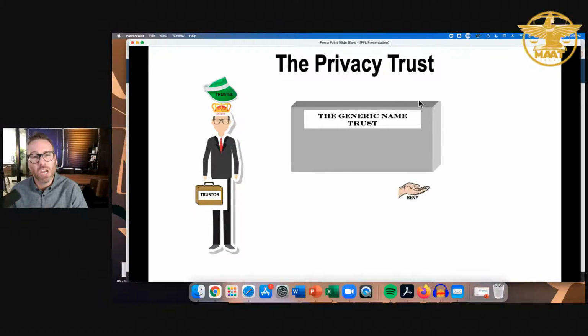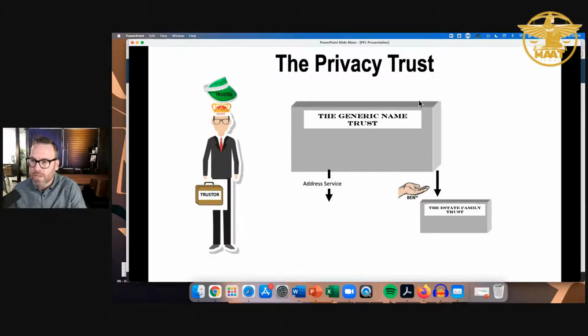But the beneficiary is not Mr. Estate himself. The beneficiary of this privacy trust is actually going to be his regular revocable trust. So that's the beneficiary of this privacy trust. Now, in order to remain anonymous, he needs to utilize our address service.